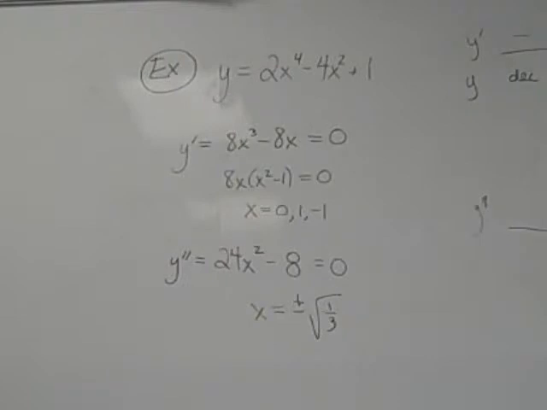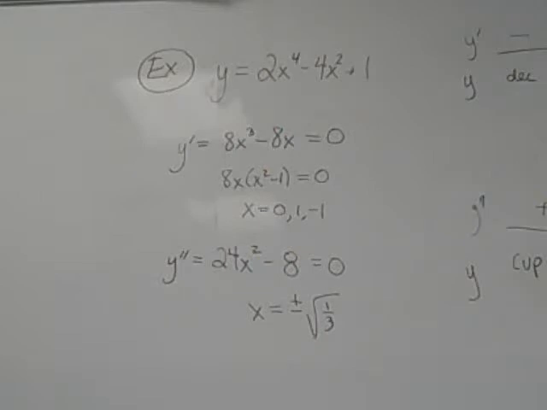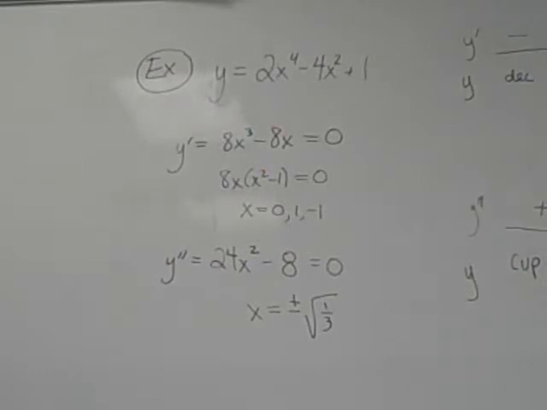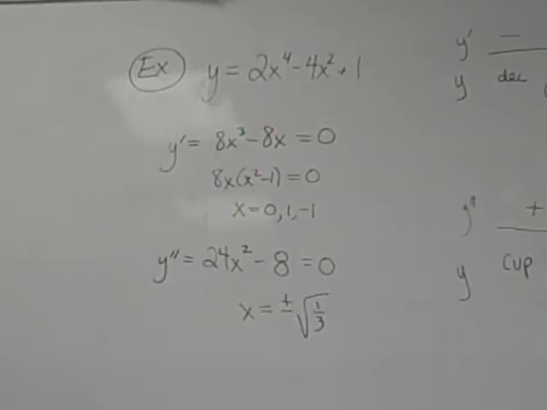Alright, so pick a number less than -1, and I'm going to get a positive number. Pick 0, and I get a negative. Pick something bigger, and I get a positive. So this means that y is concave up. Oops, concave down. And concave up. Got all that?